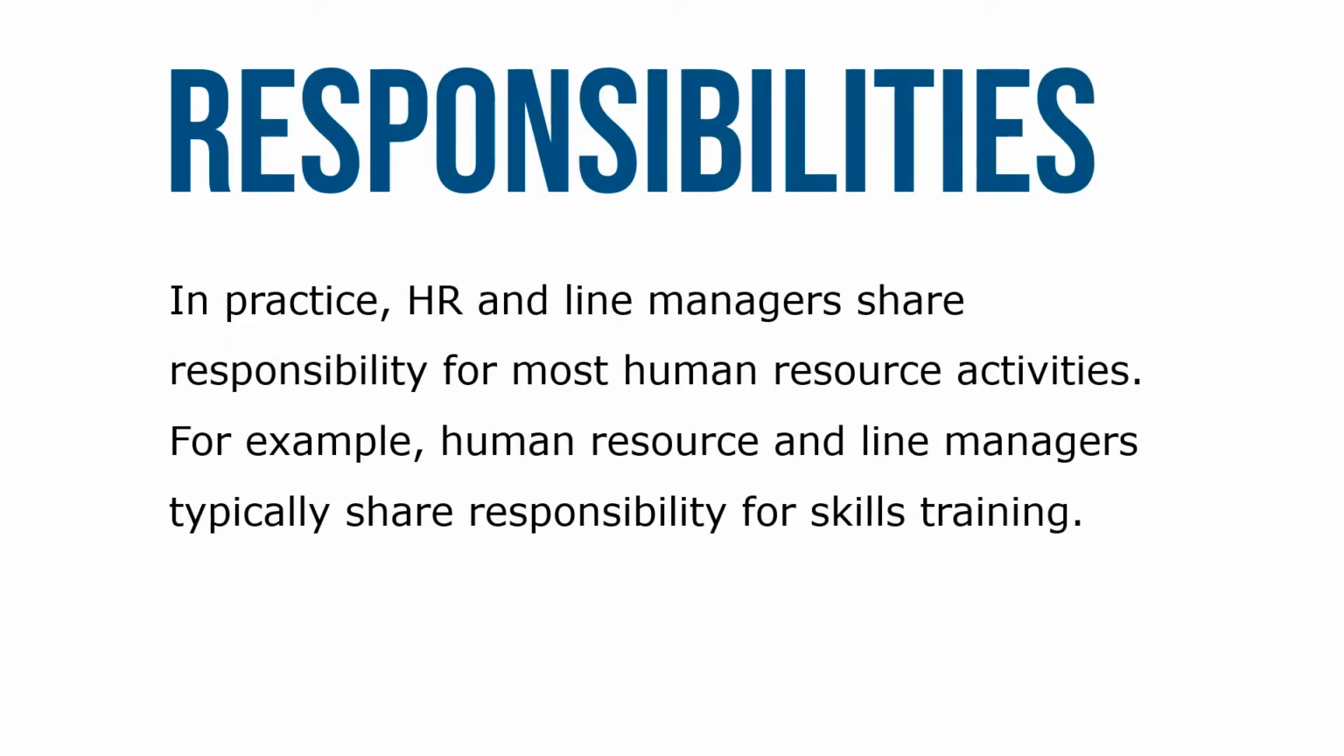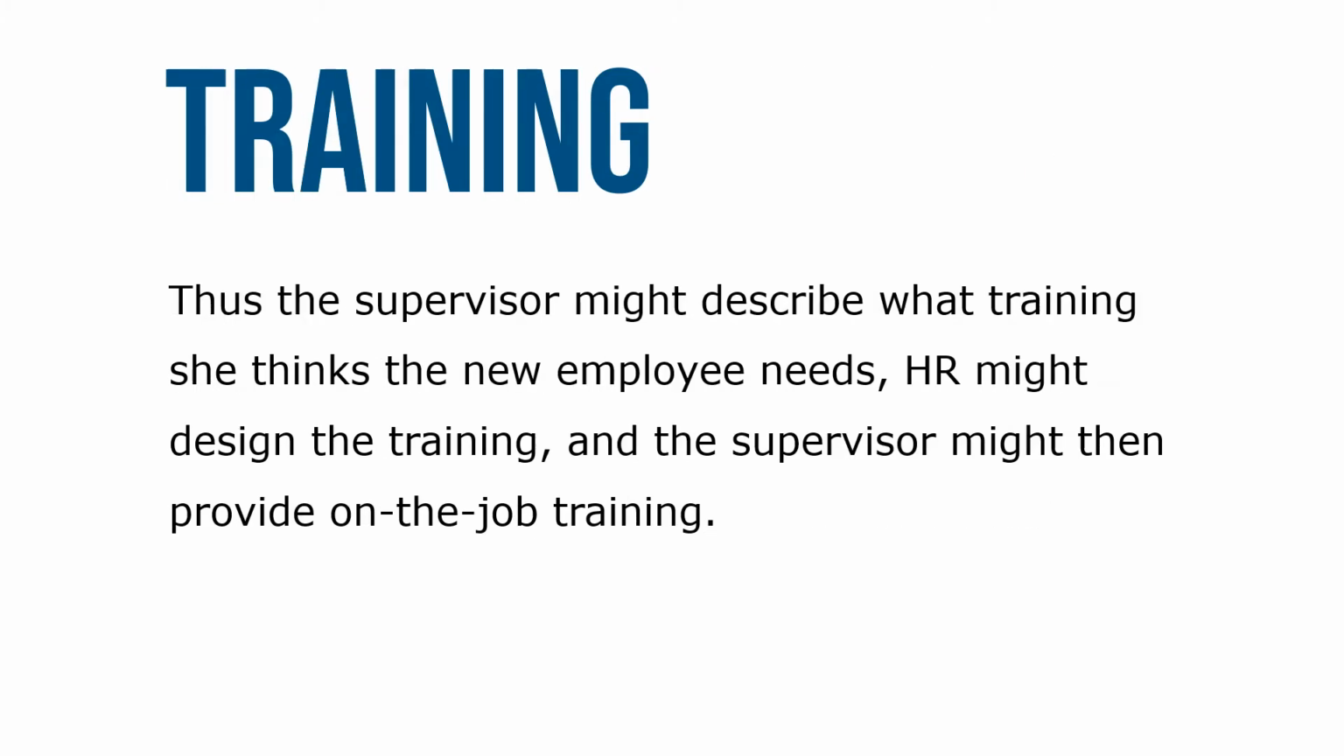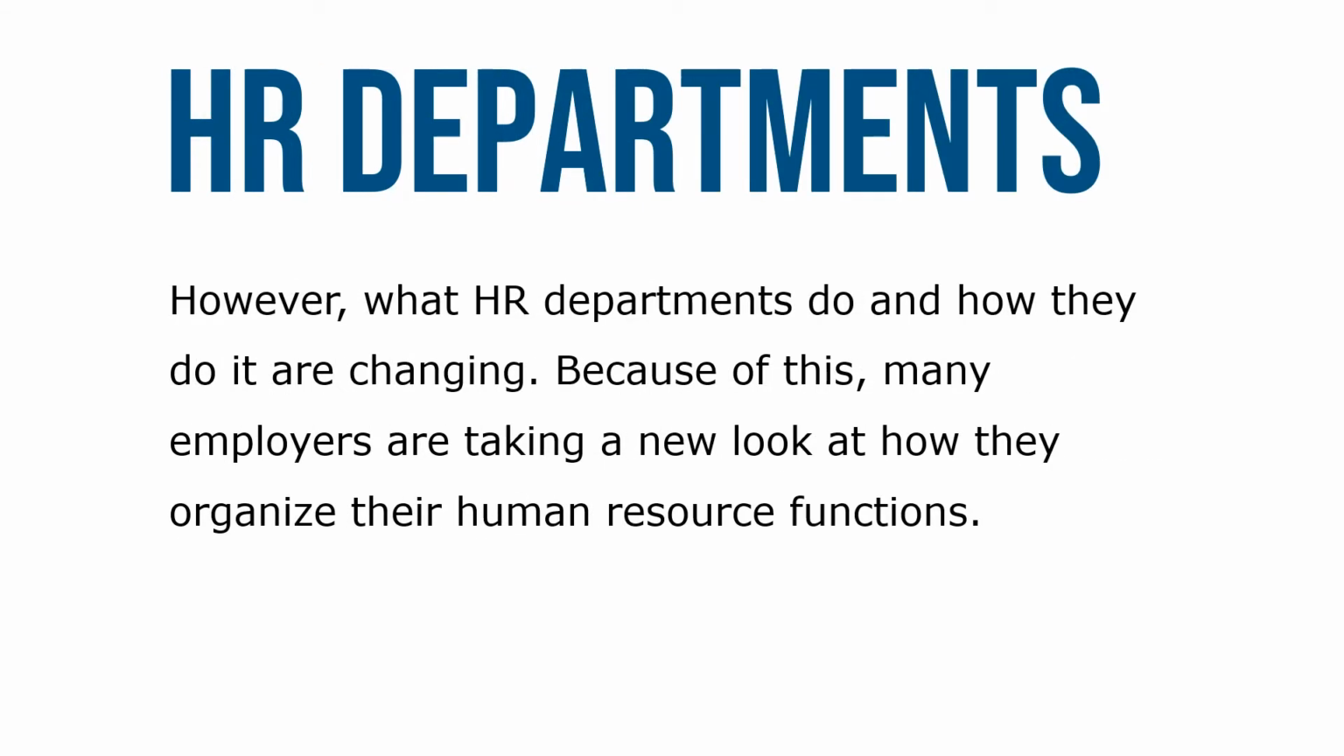In practice, HR and line managers share responsibility for most HR activities. For example, human resource and line managers typically share responsibilities for skills training. Thus, the supervisor might describe what training she thinks the new employee might need, and HR might design the training, and the supervisor might then provide on-the-job training. However, what HR departments do and how they do it are changing. Because of this, many employers are taking a new look at how they organize their human resource function.